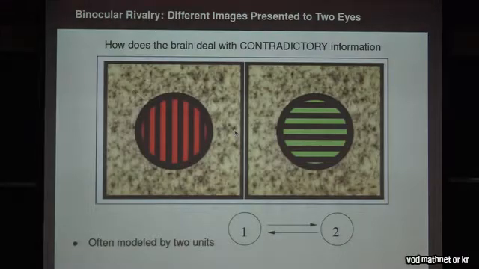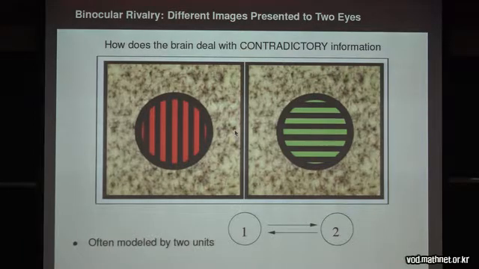In the case of binocular rivalry, different images are being presented. What you're asking is, how does the brain deal with contradictory information? Two things are related, clearly. Now, most of the modeling for binocular rivalry is done by two units. Where have we seen this before? You have Unit 1 and Unit 2.